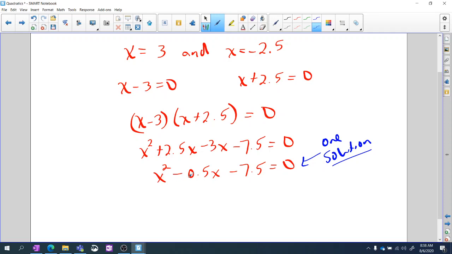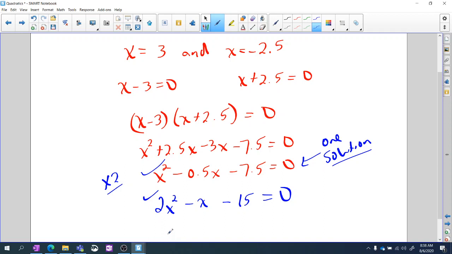So for example, you may say, I don't really like those fractions in there. I could say, sure, let's fix that then. Why don't we just double everything? If you go across and double both sides of the equal sign, you'll have 2x squared minus 1x, take away 15, equals 0. This would be right, so would this.